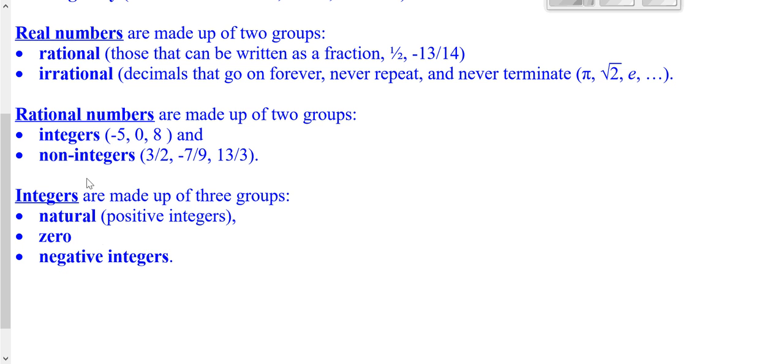And then integers are natural, which are the positive integers, 0, and negative integers. You may come across the word whole numbers, and the whole numbers would be 0 with the natural. So natural are 1, 2, 3, 4, 5, and so on. Whole numbers would be 0, 1, 2, 3, 4, 5, and so on.